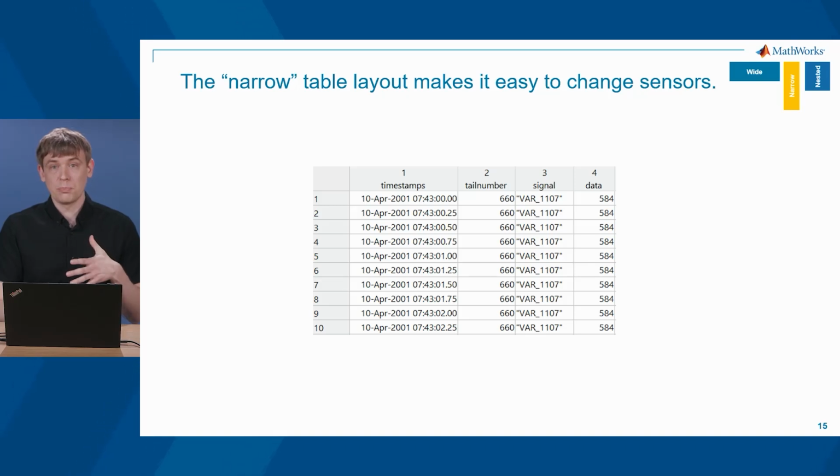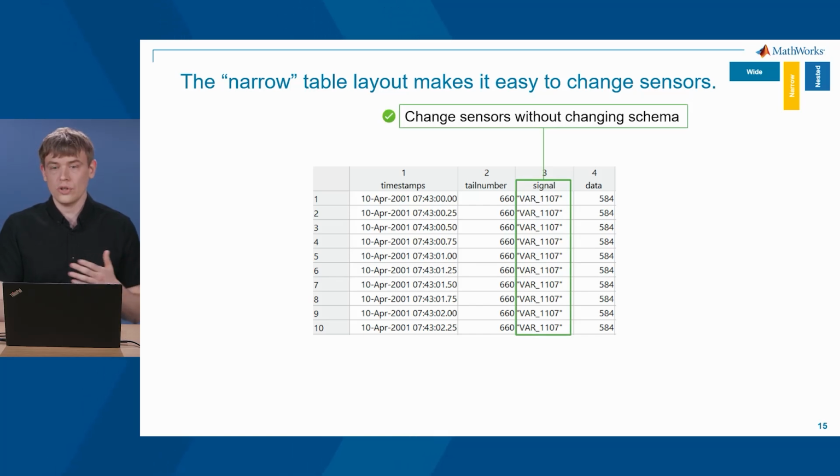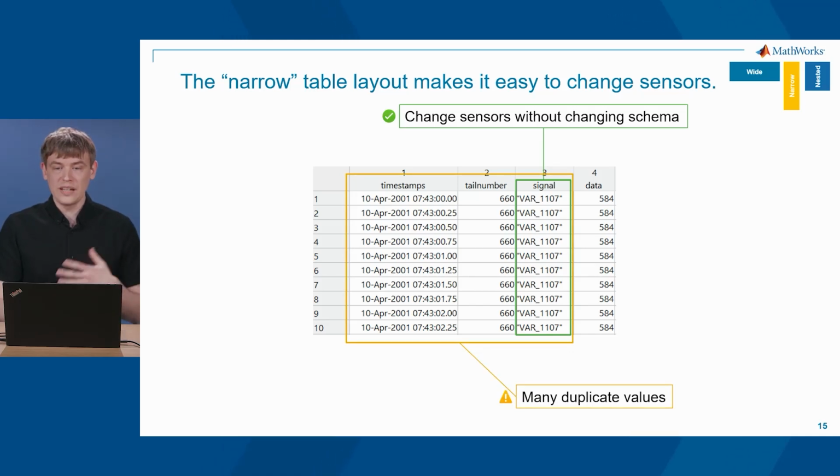The narrow format pivots the wide format so that each row is an individual sensor reading. Sensors are no longer in their own columns, and instead the sensor name is specified within each row. Importantly, this means you can change sensors without changing the schema. However, you'll now have many duplicate values, vastly increasing the data size.